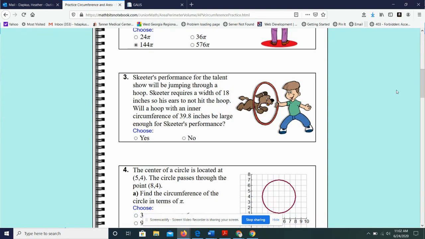So let's look at number 3. I think we can get one more done on this video. I'm going to have to do several videos for this because they can only be 5 minutes each.